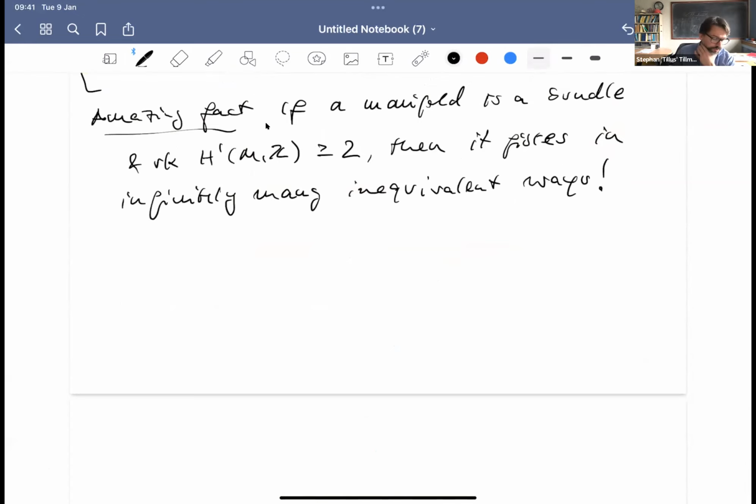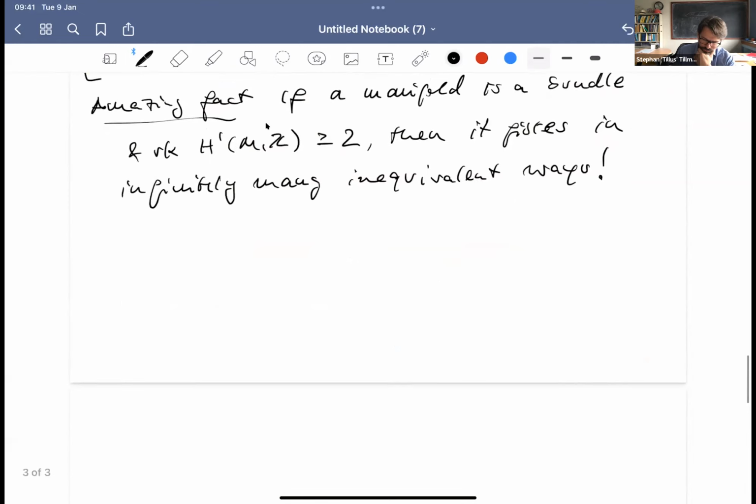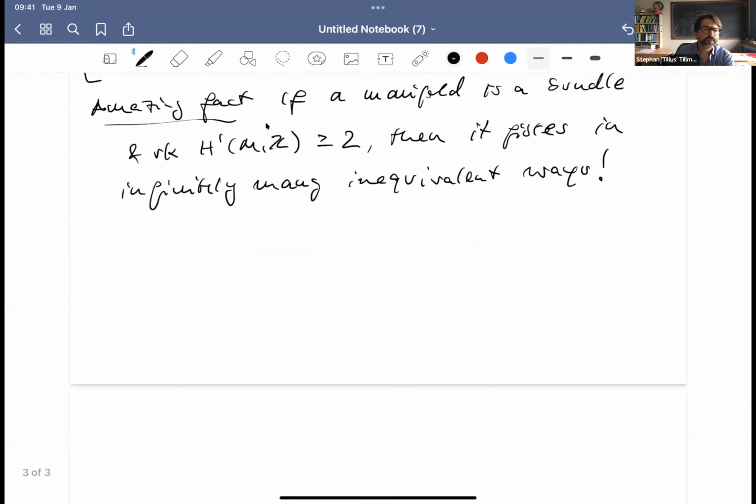So maybe I want to spend a little bit of time on this, but before that, I want to put together some different ways of thinking about these fibrations and also how one might detect them.